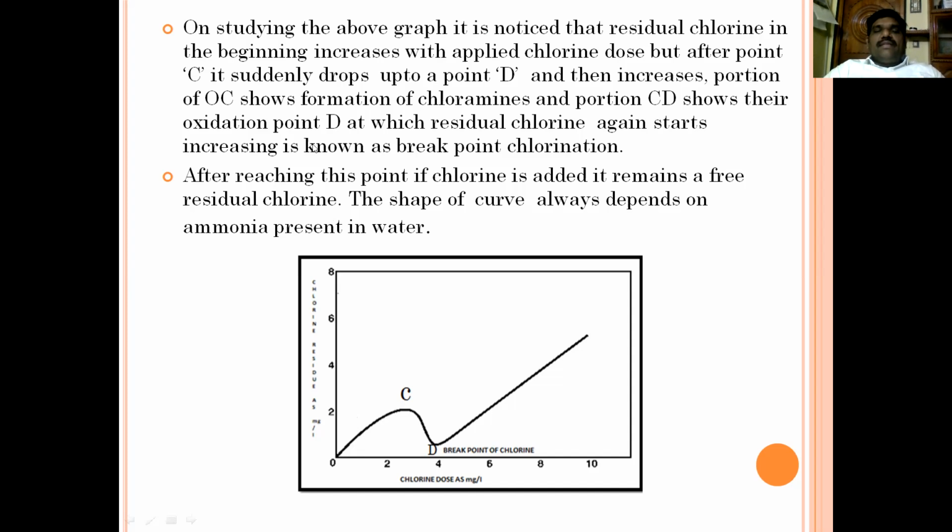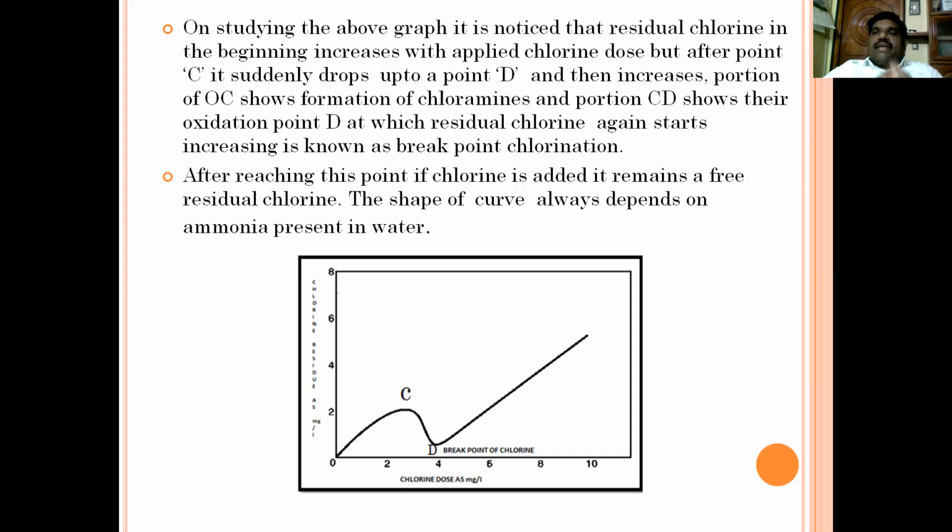0 to C, that's what I mentioned here. On studying this graph, the residual chlorine in the beginning increases with applied chlorine dose, but after a point C, it suddenly drops. That means the residual chlorine starts oxidizing. Initially, once we start adding chlorine, there is no residual chlorine. After a period of time, slowly the chlorine is depositing at the bottom, with the name of residual chlorine.